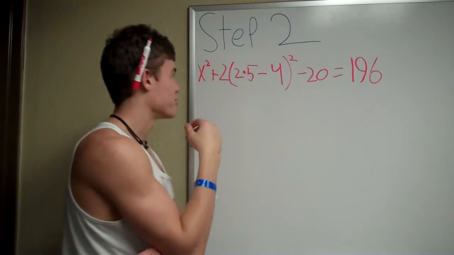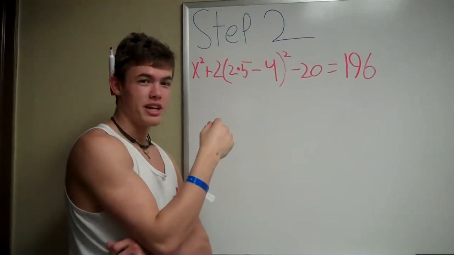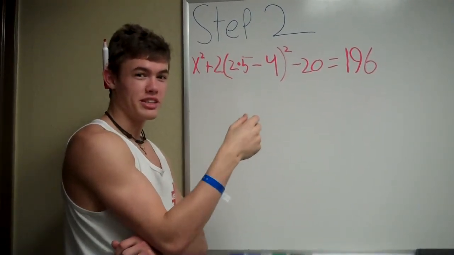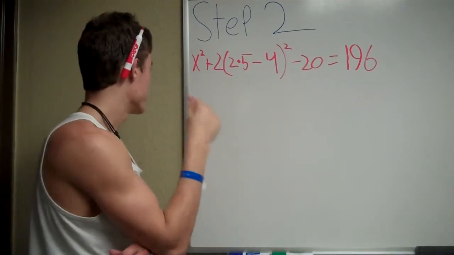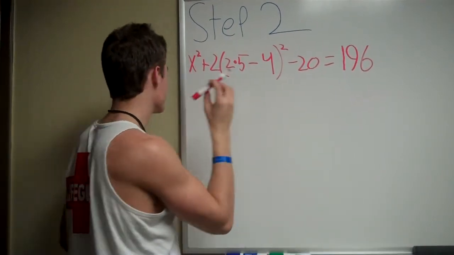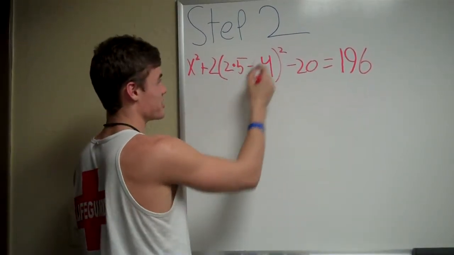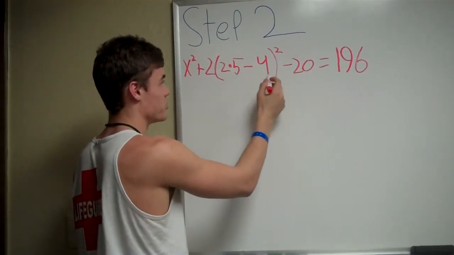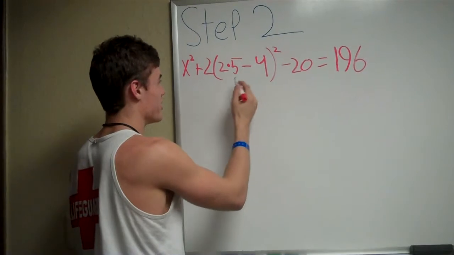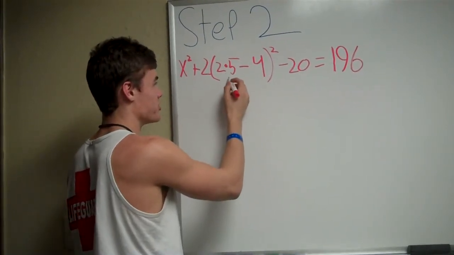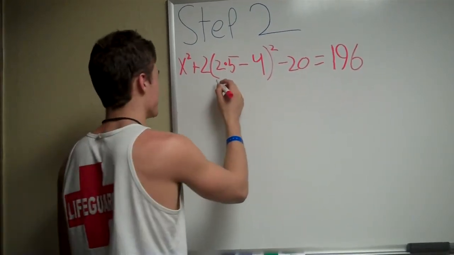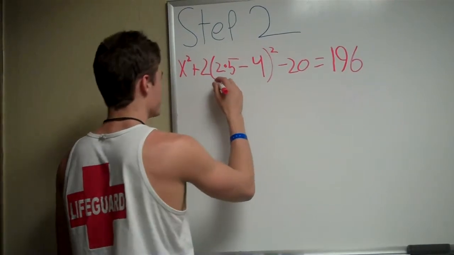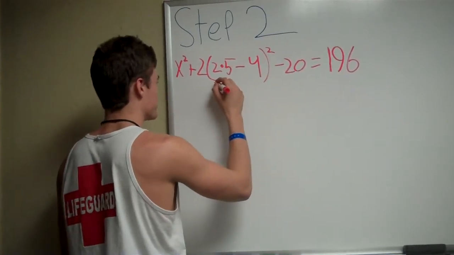First off, we have parentheses and grouping symbols. In the anagram, "Please excuse my dear Aunt Sally," this stands for P. Now, as you can see, we have a parentheses, and inside said parentheses is 2 times 5 minus 4. Now, first off, we're going to do our multiplication, which I'll show you later, is another part of please excuse my dear Aunt Sally.